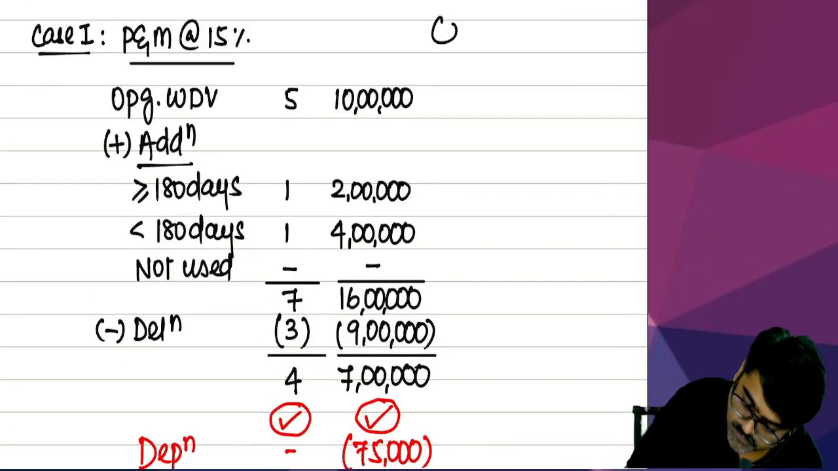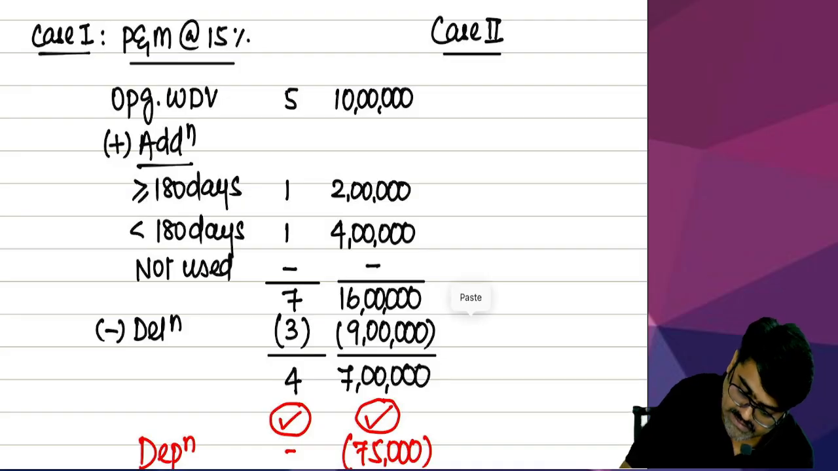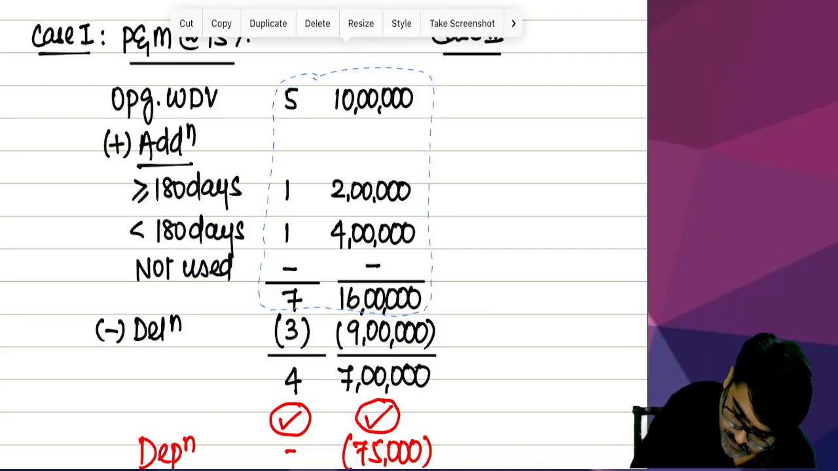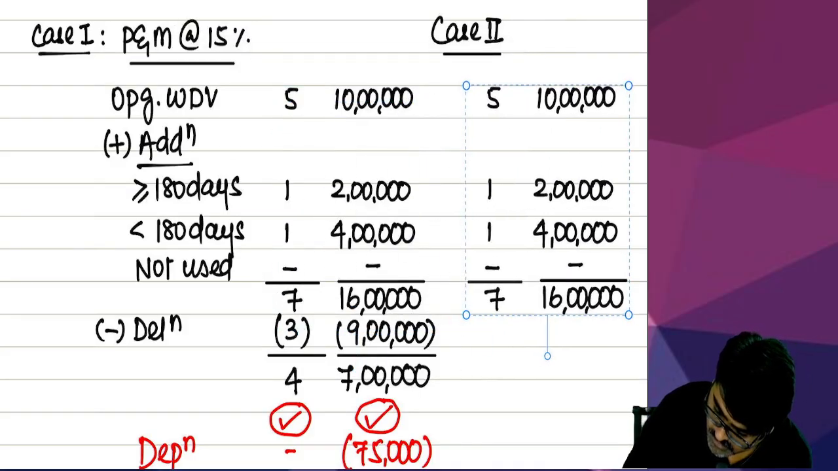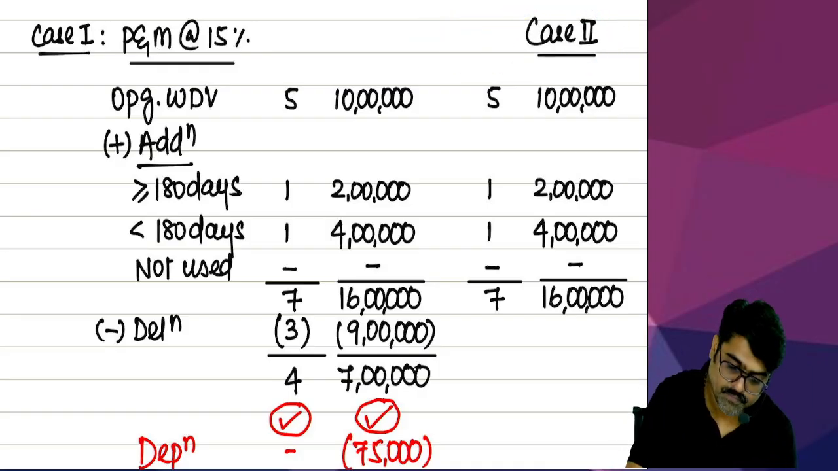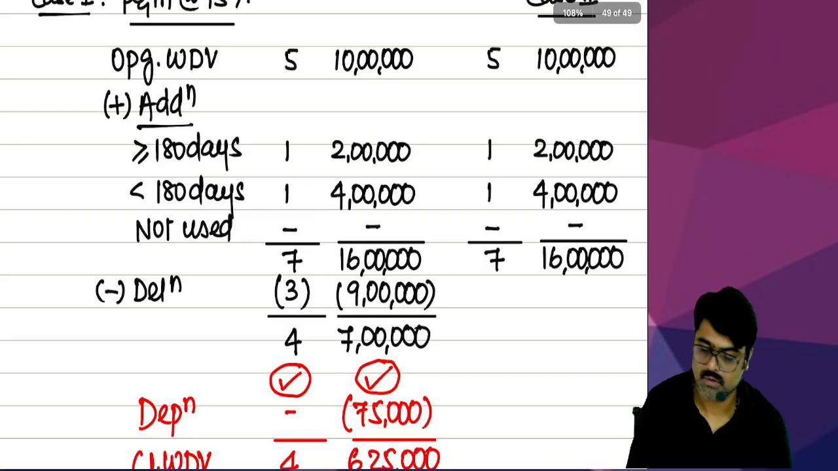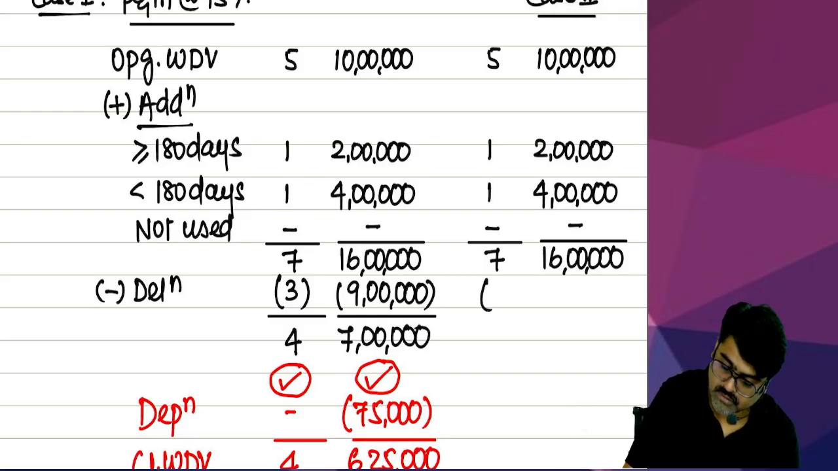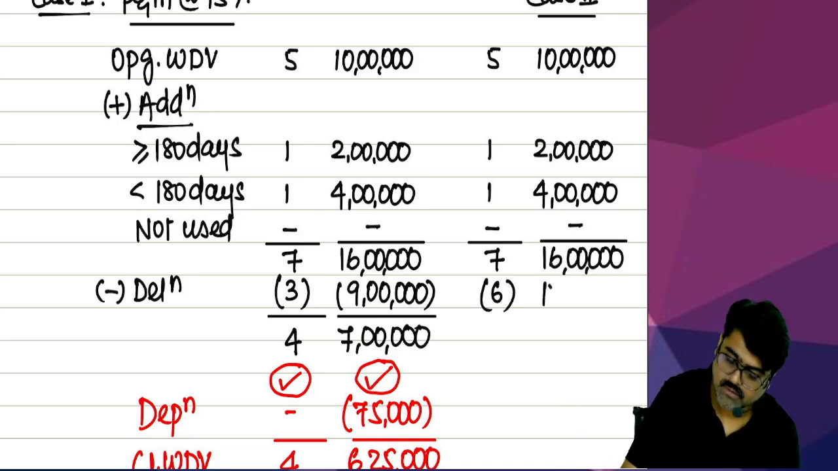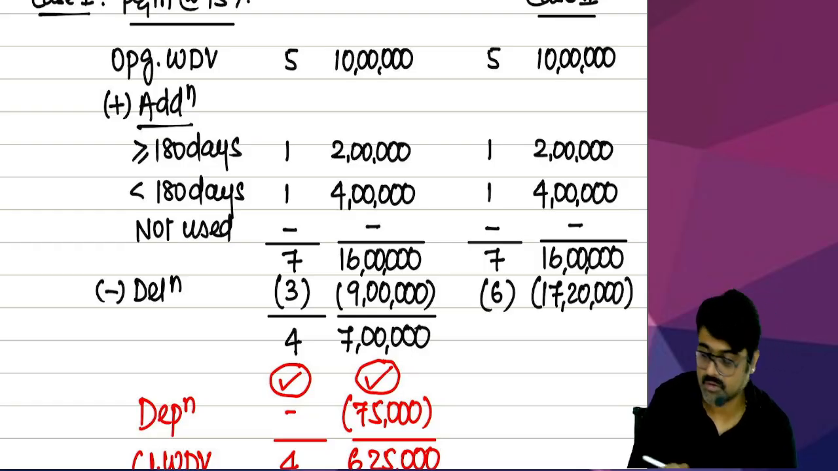Case number 2. Pay attention, guys. Same things, duplicate. And this is my case number 2. How many assets are there in the block? 7 assets. Having how much value? 6 lakhs. Out of 7 assets, I have sold 6 assets, and I received 17,20,000. Possible or not?